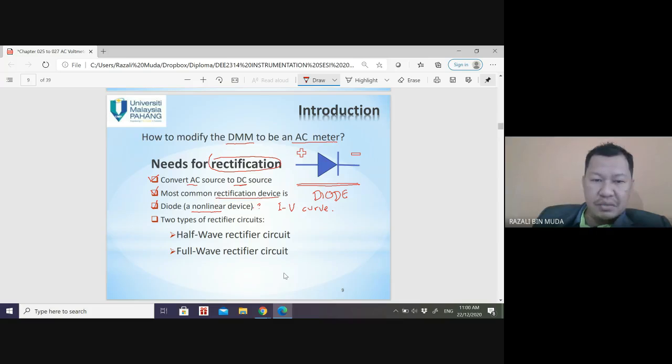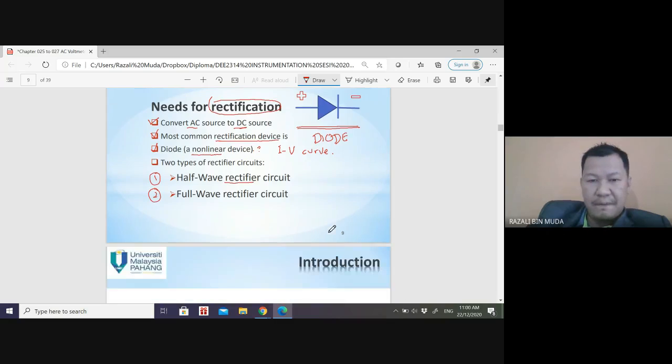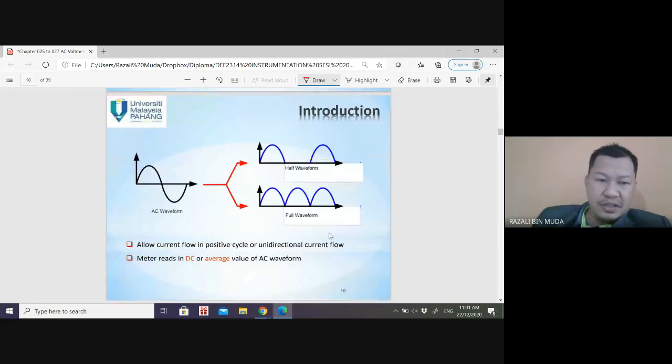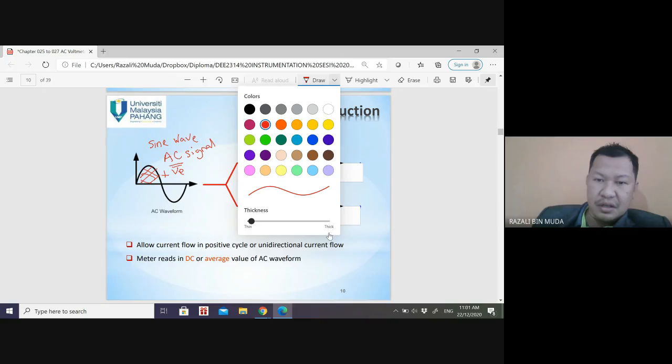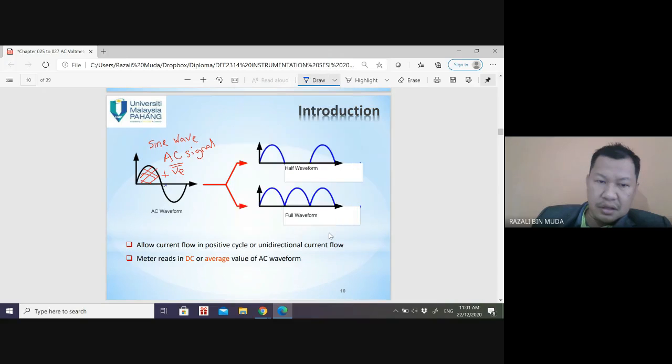Okay. So in this topic, we will discuss two types of rectifier. One is half wave, and second is full wave rectifier. So this is the AC sine wave. This is the AC signal. When we say it is AC, then you can imagine it is a sine wave. Sine wave has this positive, we call it positive cycle. This is the negative cycle.